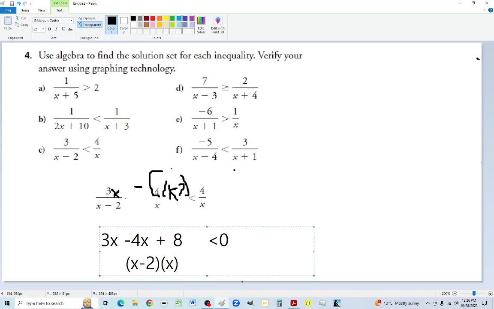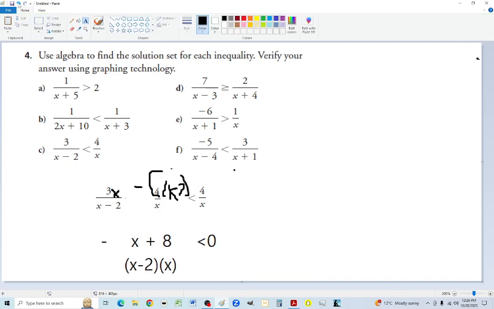And then if I look at this, it becomes minus x plus 8 over... So you have to make all three of those things, the minus x plus 8, smaller than 0. So they all have to come out negative.